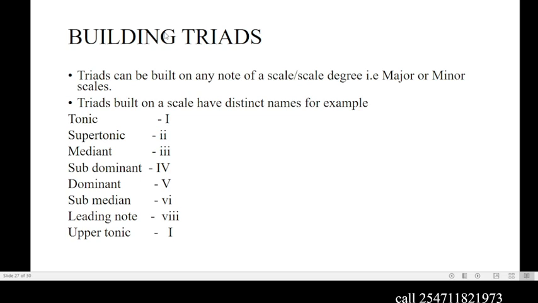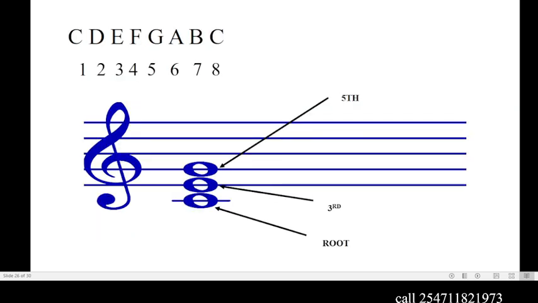Now, building triads. Triads can be built on any note of the scale, that is, any scale degree, in either a major scale or a minor scale, depending on the scale that you're using. For example, if I'm on the scale of C and I want to build a triad on D, starting from D, D will be the root. Then 1, 2, 3, F will be the third. Then 1, 2, 3, 4, 5, A will be the fifth. So you can build a triad on any note of the scale.